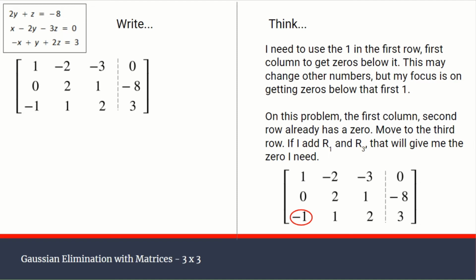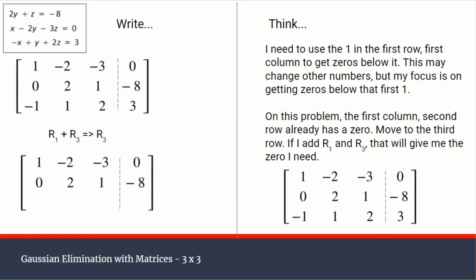So when I start to add those together, row 1 plus row 3 is going to give me my new row 3. So I'm going to rewrite those first 2 rows as they are. I've already got the 1 and the 0 that I want. And then 1 plus negative 1, and that's going to give me 0. Negative 2 plus 1. I'm just looking at the one above it. I'm not writing all this down. I'm just thinking. Negative 2 and 1 is negative 1. Negative 3 and 2 is negative 1. 0 plus 3, that's 3. So now I have the 1, 0, 0 that I wanted.